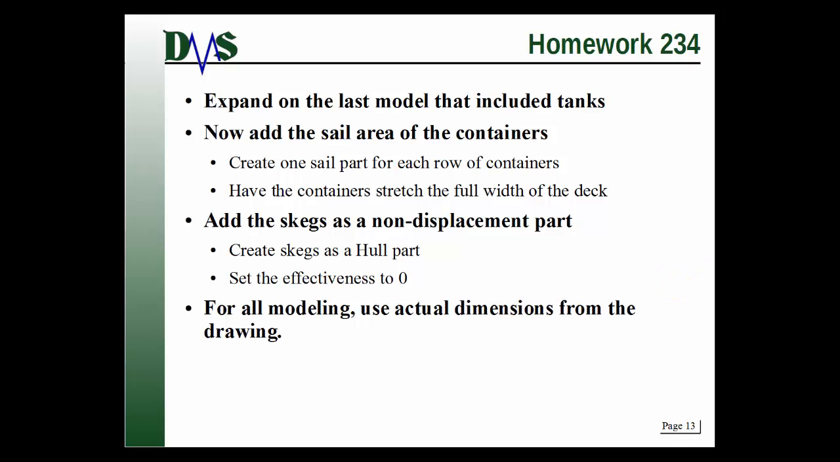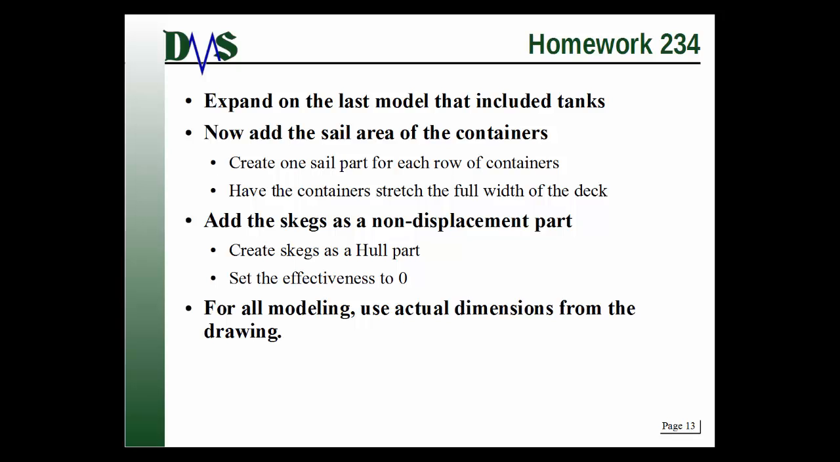So what I would like you to do is create one sail part for each row of containers and have them stretch across the full width of the deck, plus the full length of the hull based on the dimensions you see in that drawing. The reason you're doing one row or one part for each row of containers is later on when you get to stability analysis, it's useful to be able to turn off one row or another if you're not sure how many containers the stability of the ship can take.